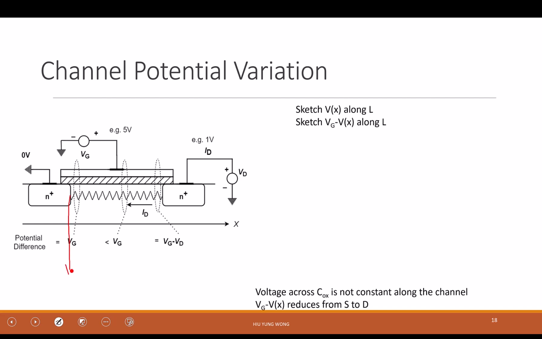To study this, I would like to know what is the potential along this line. So here is x equal to 0. Here is x equal to L. My goal is to find out what is the potential from 0 to L. What is the potential at 0 based on this figure? 0, because it's right at the source. How about the potential right at the drain? Voltage of drain, right? This is a little bit tricky.